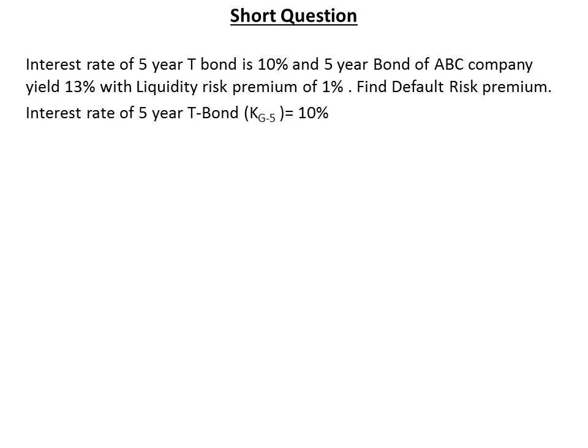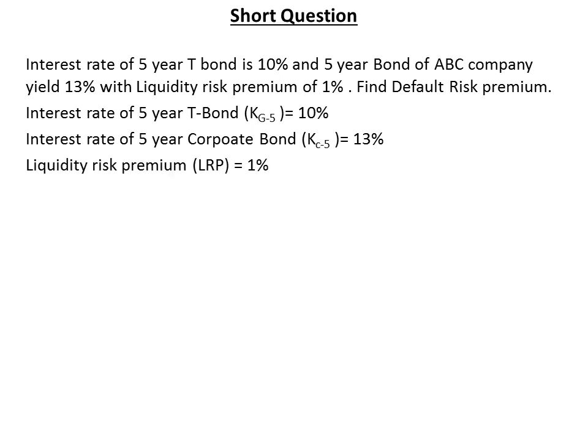Interest rate of the 5-year T bond KG5 equal to 10%. Interest rate of the 5-year corporate bond, that is KC5, equal to 13%. And another piece of information is the liquidity risk premium LRP equal to 1%. What is the default risk premium DRP?